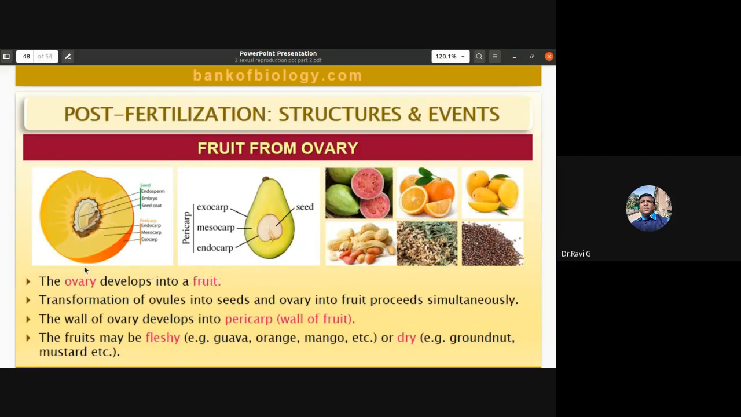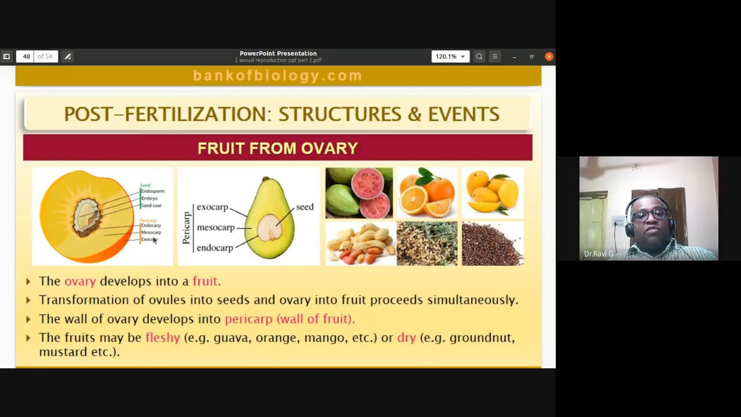So the transformation of ovules into seeds and ovary into fruit proceeds simultaneously. They are taking place together. The transformation of ovules into seeds, and of ovary into fruit wall, both of them are happening together. The wall of ovary, the fruit wall, which we call pericarp, develops into pericarp.